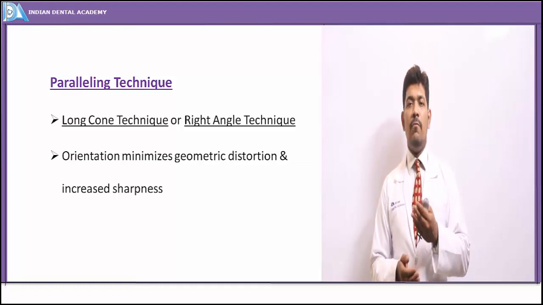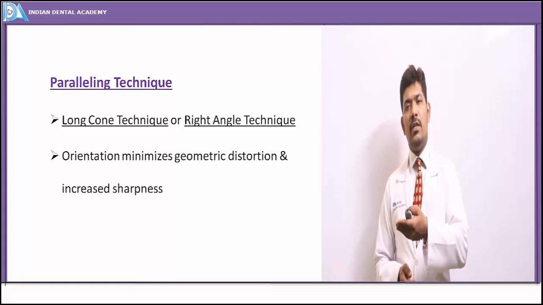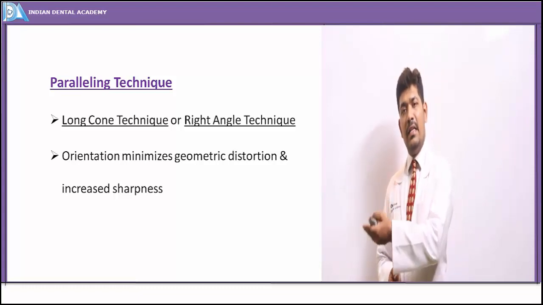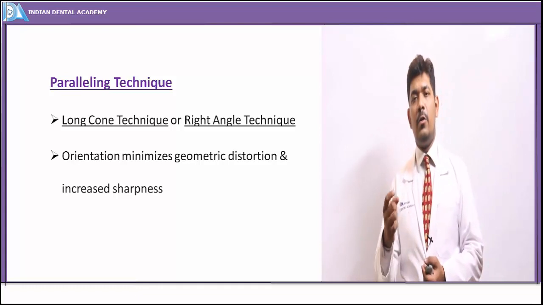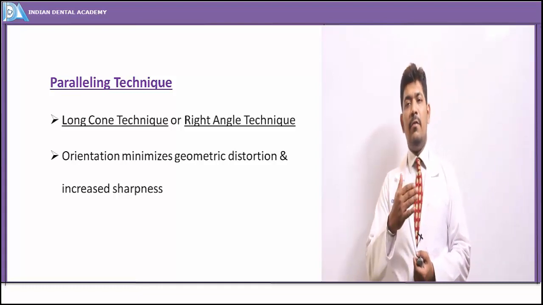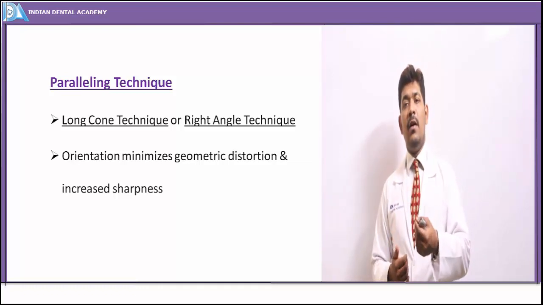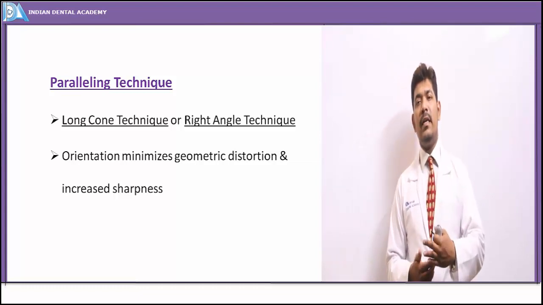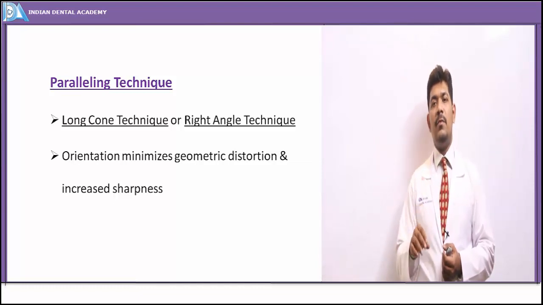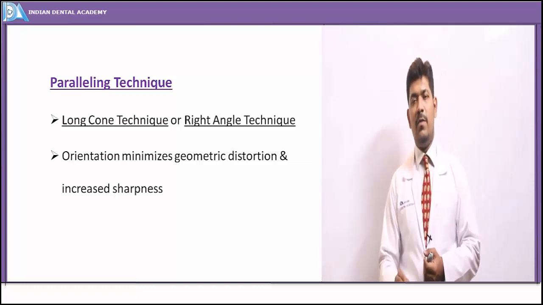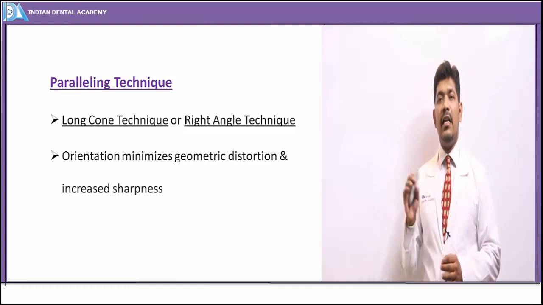Now, we all know when a particular image has to be cast onto a screen, if the rays are parallel to the specific tooth of interest and the receptors, we get an exact replica of that particular tooth or area of interest. Now, if the X-ray beam strikes the tooth at an angle, there might be foreshortening or there might be elongation, primarily owing to the fact that the X-ray beams are not perpendicular to the tooth of interest. So, because of this long cone technique, the X-ray beams hit the specific area of interest at right angles, thereby minimizing the geometric distortion and increasing the sharpness.